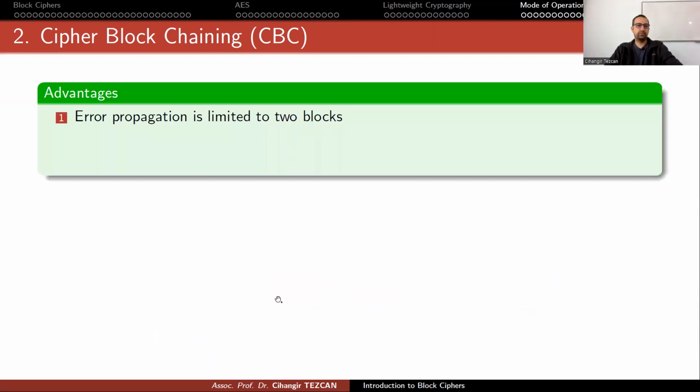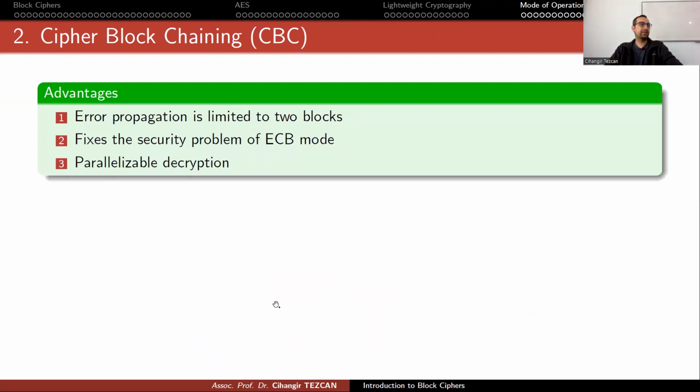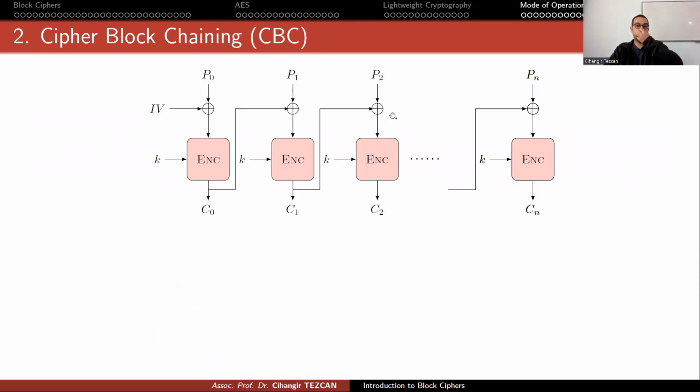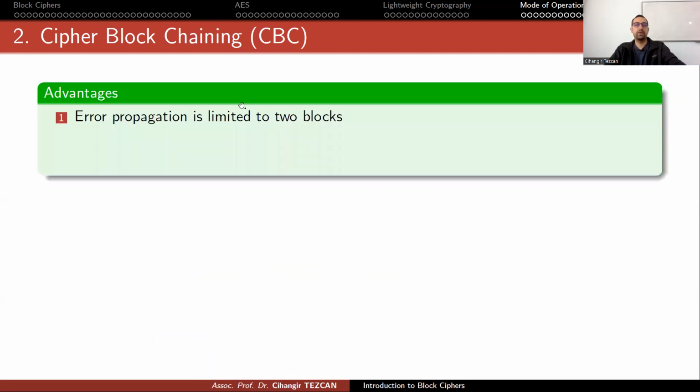Advantages: error propagation is limited to 2 blocks now. It fixes the security problem of ECB mode. Parallelizable decryption, but not encryption. Right? For decryption, we can decrypt this without waiting for the remaining decryptions because we already have the C(m-1) and XOR it here and so on. But to encrypt this, I need to know C1. In order to know C1, I need to know C0.